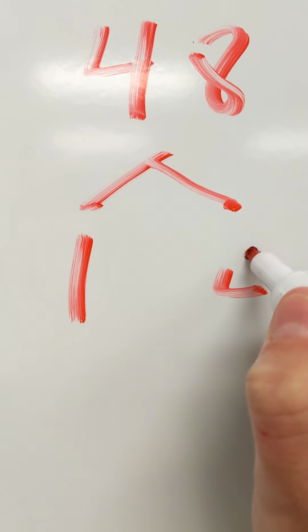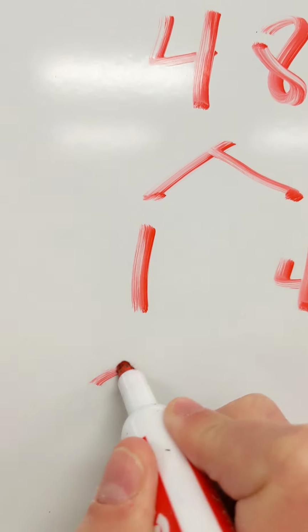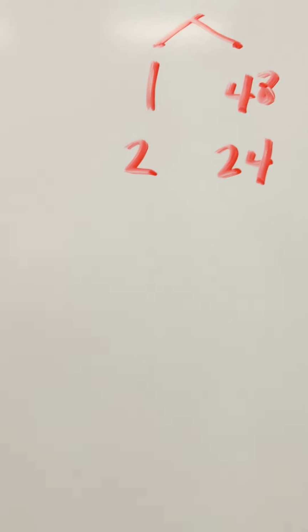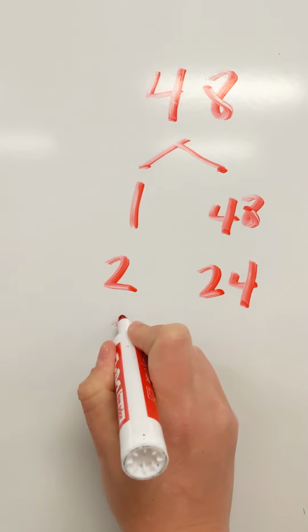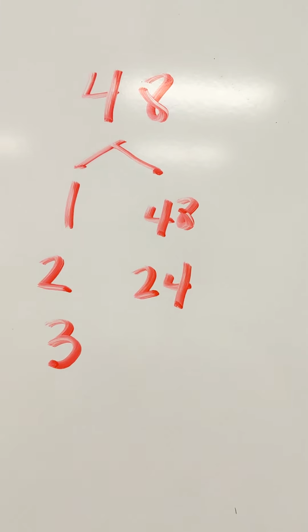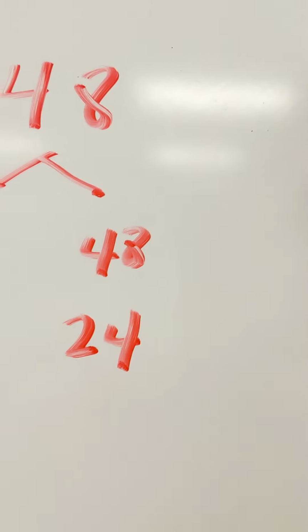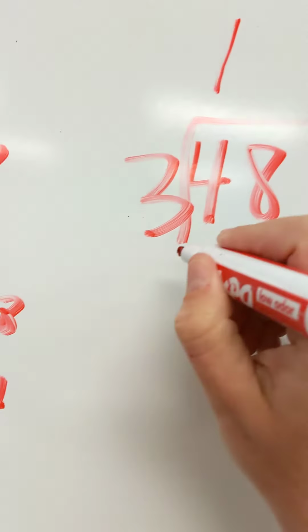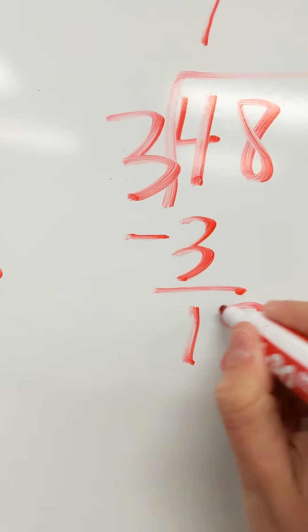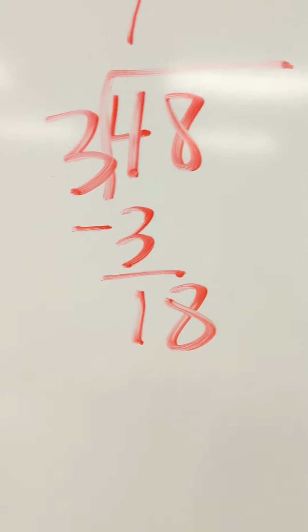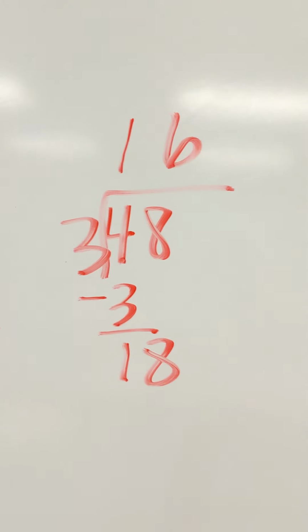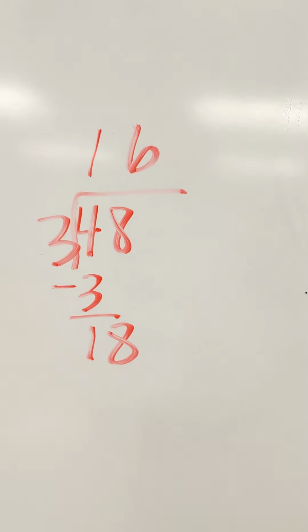1 and 48, of course. 2 and 24. Then we go 3. Yes, 3 does go in. Let's see, how many times would 3 go into 48? We can always do some long division to find that out. It goes in 1 time, and then 6 times, so it's 16 times, because 48 divided by 3 is 16.